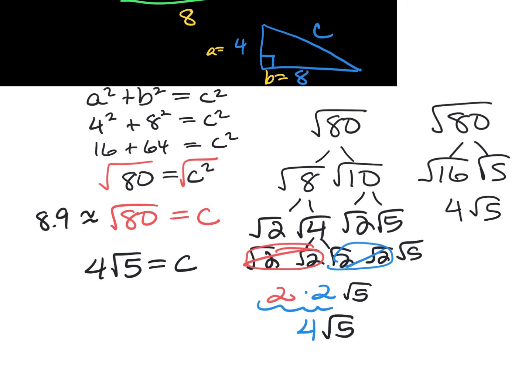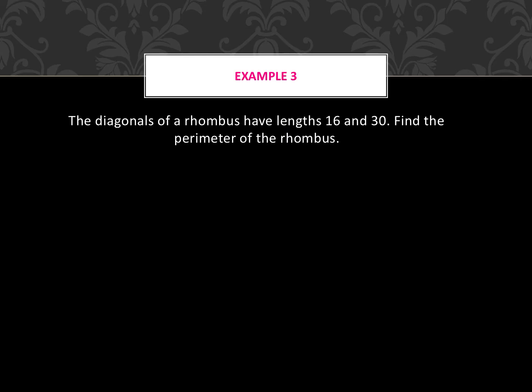Let's try a rhombus. Yes. So it says the diagonals of a rhombus have lengths 16 and 30. Find the perimeter of the rhombus. So go ahead and draw a rhombus.